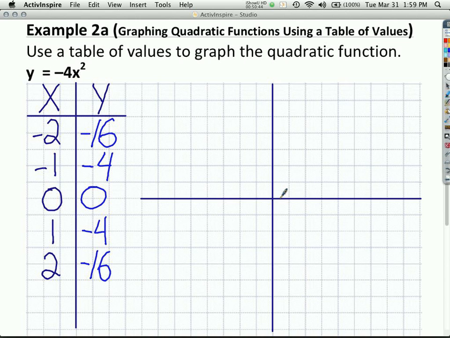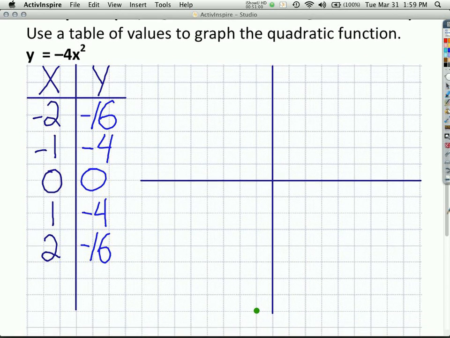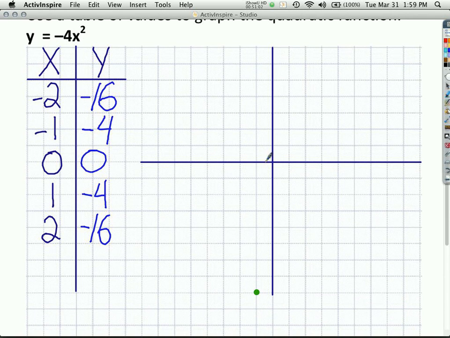So let's plot all the points. -2, -16. -1, -4. 0, 0. 1, -4. 2, -16. Now we made sure that we don't draw a line.